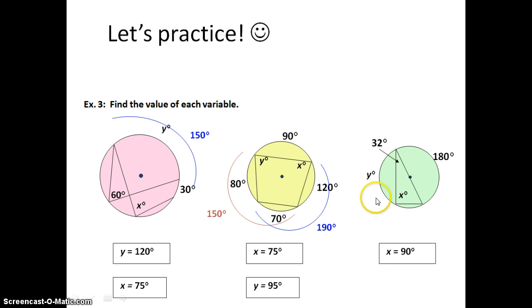Now to find arc Y, I need to look at this angle right here because this is the angle forming that arc. I know this angle is 90, this angle is 32. How can I find this missing angle right here to help me find this arc? Well, this missing angle would be 180 minus 32 minus 90, which would be 58 degrees. Then you double that to get the arc, so this arc right here would be 116.